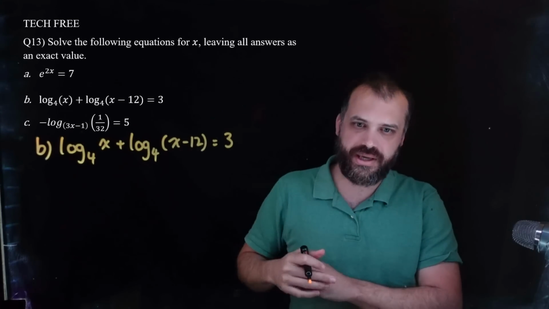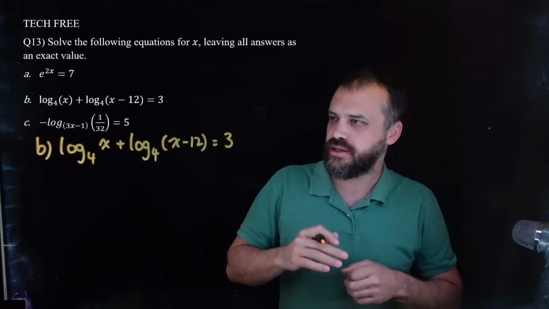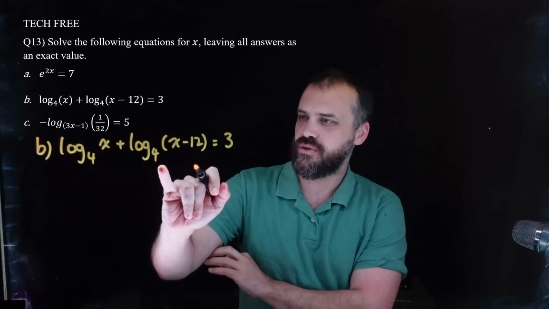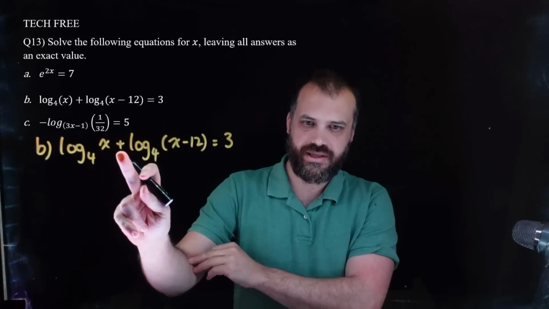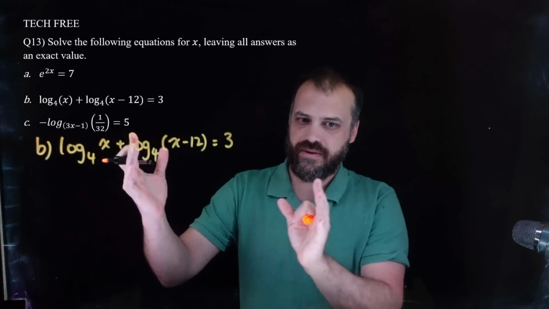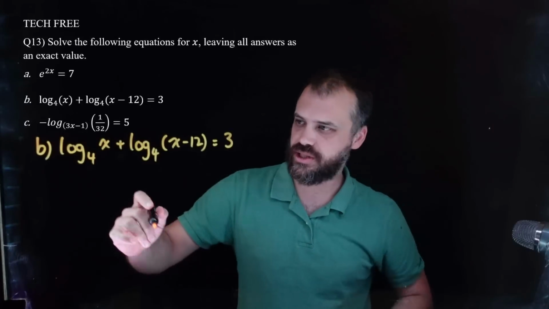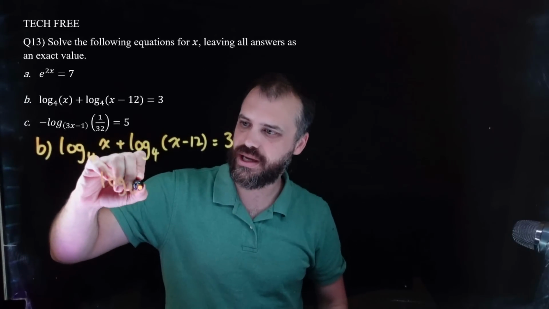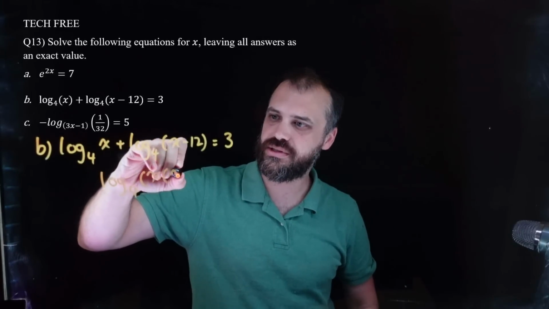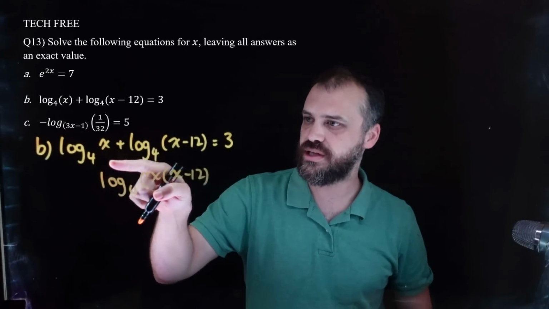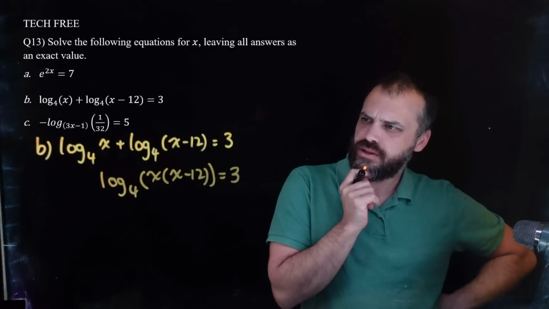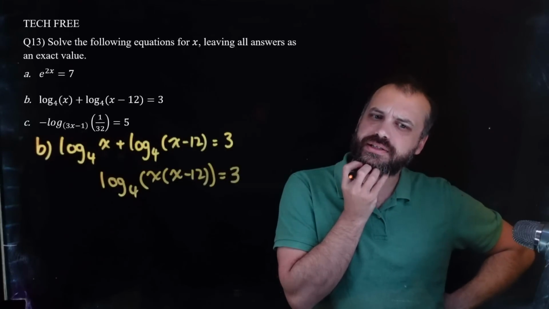All right, so part B, testing your log laws out here. So what have we got? Same base, log base 4, and then we've got this plus in here. So you should understand that if you've got the same logs and you've got a plus, that can be pushed together into a single log. Log base 4, and then it's x times (x minus 12). So this times this equals 3. Okay, what will I do next?